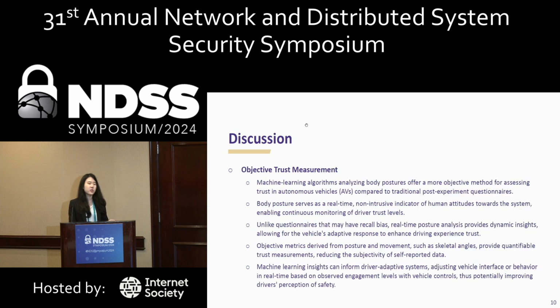This method can also be used as an objective trust measurement, meaning that the objective metrics derived from the posture and the movement of the driver's behavior, such as the skeletal angles, can provide a quantifiable trust measurement and reduce the subjectivity from existing self-reported data. This can also be used to adjust vehicle interfaces depending on drivers' trust levels, and thus potentially improve drivers' perception of safety of the autonomous vehicle.